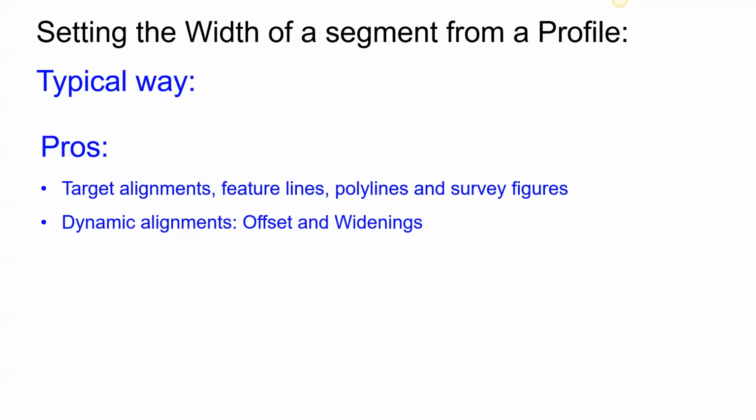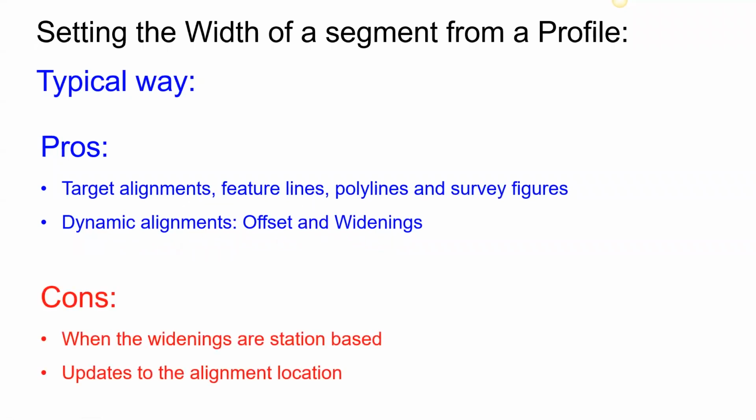So the typical way, target alignments, again, it's the dynamic alignments. Those are the pros. The cons are when the widenings are station-based. Updates to the alignment location, that widening works, but if now it goes from 12 feet to 14 feet, or 14 to 15, it makes it a little bit harder to adjust the widening, especially if it's 14 feet on the start side and 16 feet on the ending side. I need to now cut that widening down and build a second widening to adjust for that change in width.